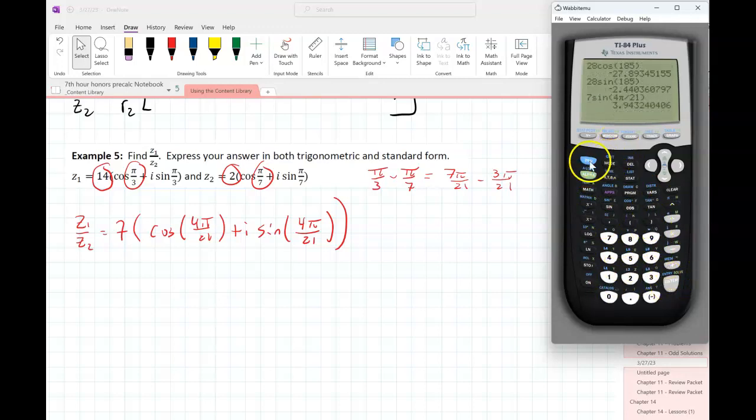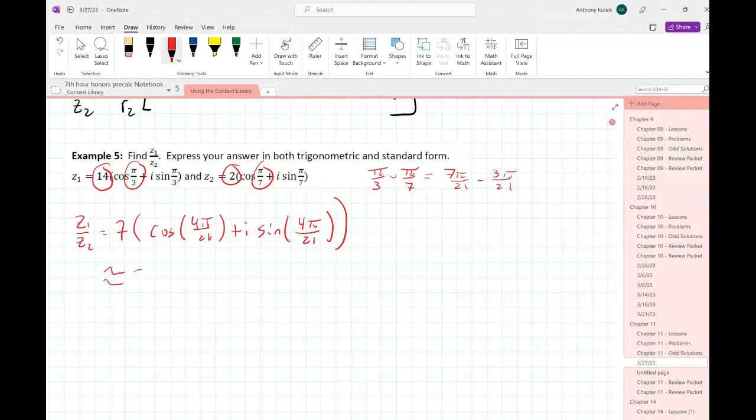So, oops, that's for sine. I don't know why I did sine first. That's going to confuse me. Then I need to do the one for cosine. So I have 5.78 plus 3.94i.